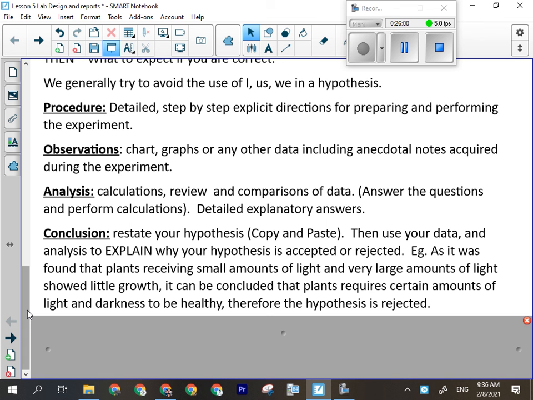When I was talking about why I would reject my hypothesis, I talked about my observations. I said the plant that got 24 hours of light died. But I also saw that plants, as they got more, up to about 18 hours, did better. Why was that? I don't know. I didn't study that part. That's for future research. All right.